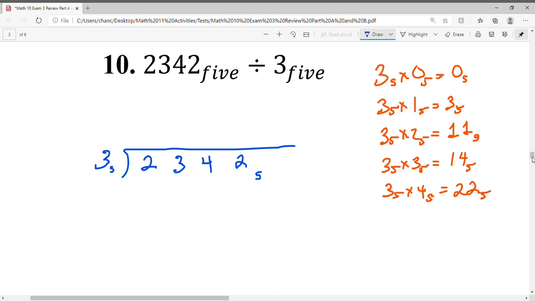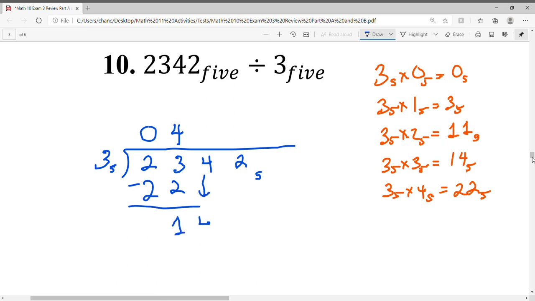Now 3 does not go into 2. You can put a 0 up here or leave it blank. Now what's the closest I can get to 23 in base 5? Well, that's going to be 4. So I'll put a 4 here. What's 4 times 3? I know that's 2, 2 base 5. We'll subtract. I get a 1.